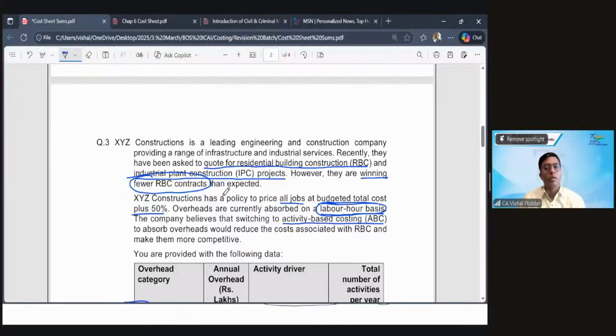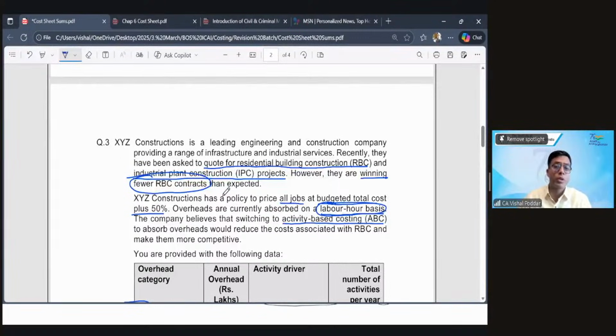One, the company's overall image in the market with respect to residential projects may not be that great. Second, the competition in this segment may be very high. That is, there would be many contractors, many construction companies, and because of those companies quoting a more competitive price, our company may not be getting the contracts. This could be the second reason.